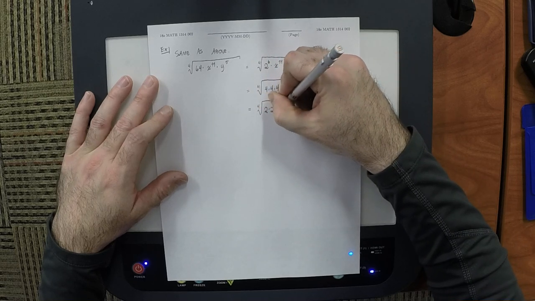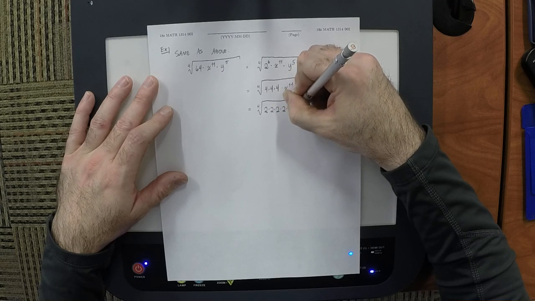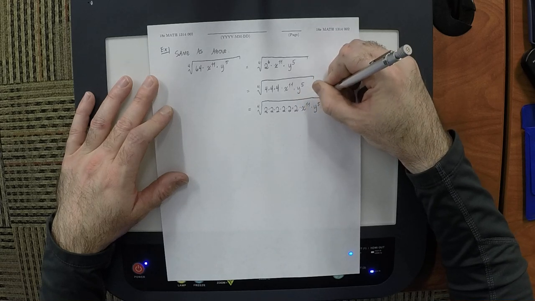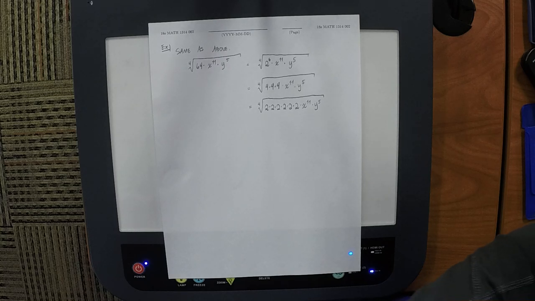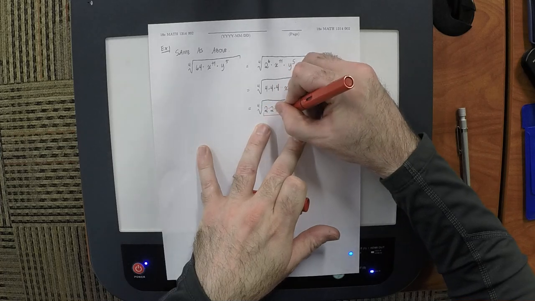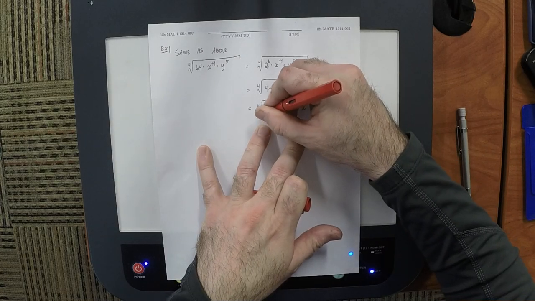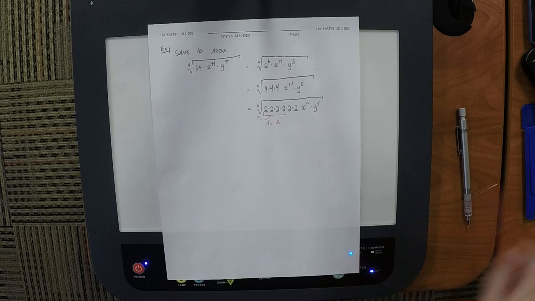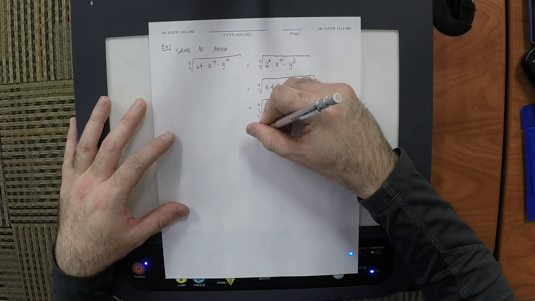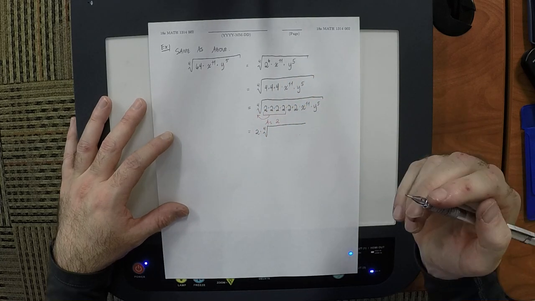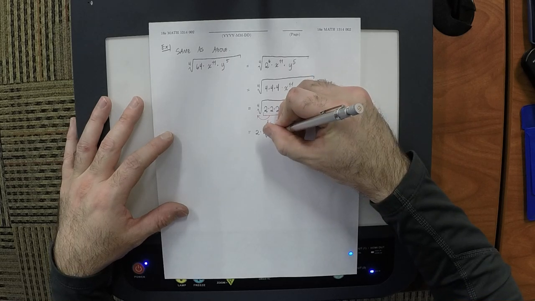So 2 times 2 times 2 times 2 times 2 times 2, 6 of them, times x to exponent 11 times y to exponent 5. So when you look at it in this way, we've got 6 2s. Can we get a group of size 4 to come out? Yeah. We can take this quadruplet of 2s, and that can come out as what? As just a 2. A single 2. And then how much 2 is left in there? 2 of them, right? So 2 times 2.